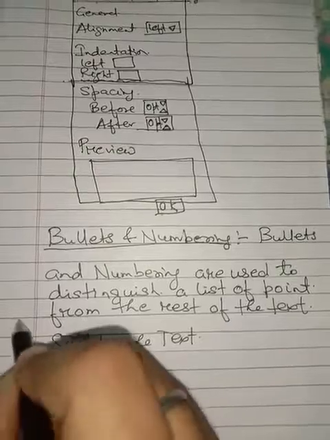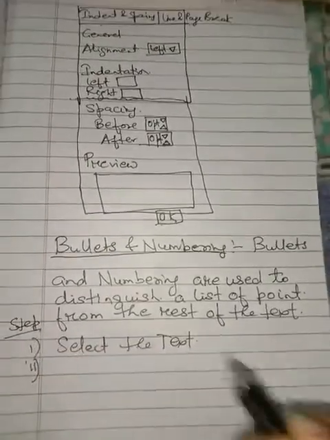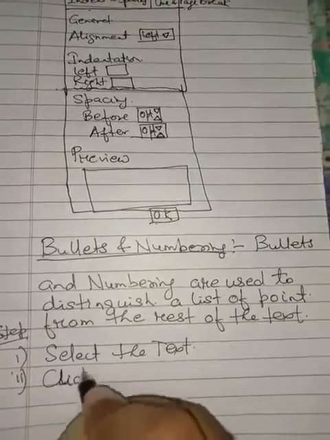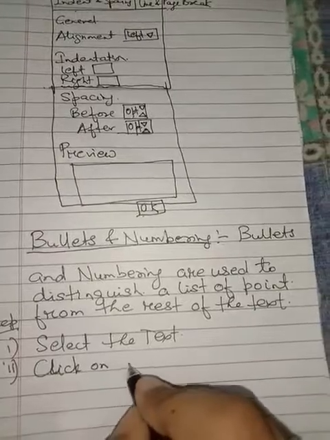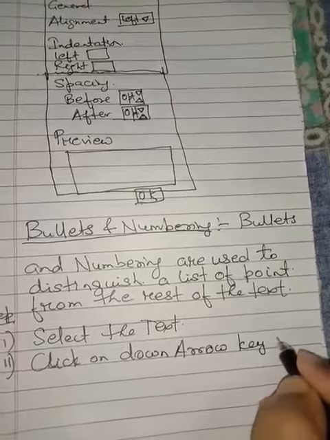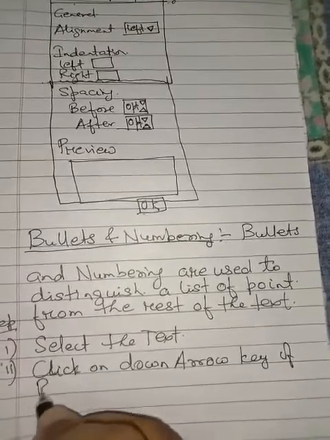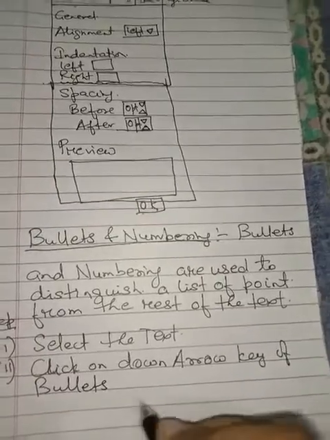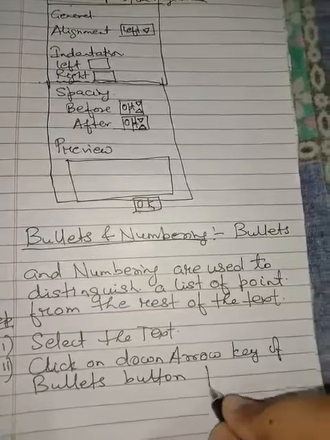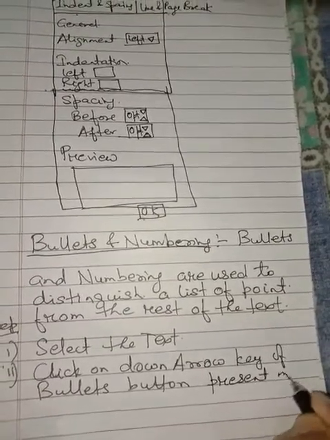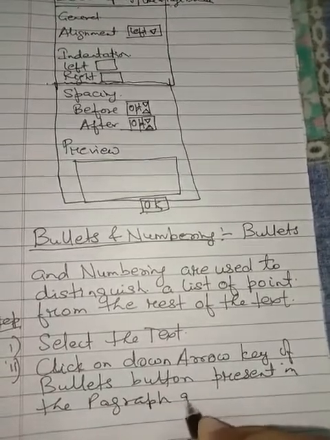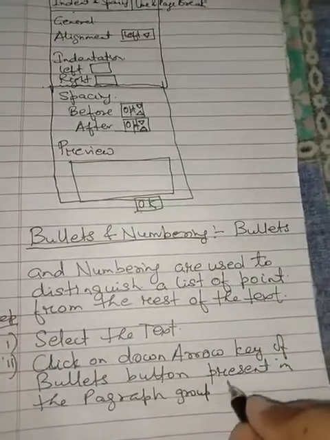Now these are the steps to apply bullets in your document. Select the text, then click on the down arrow key of the bullets button present in the paragraph group of the home tab.